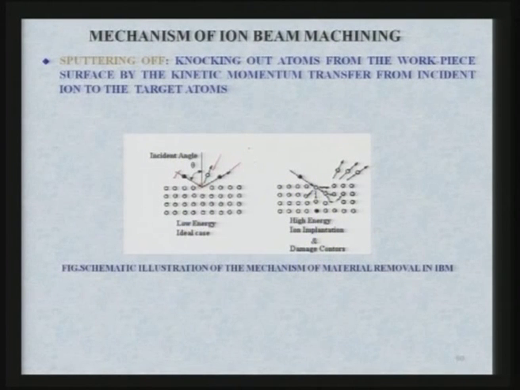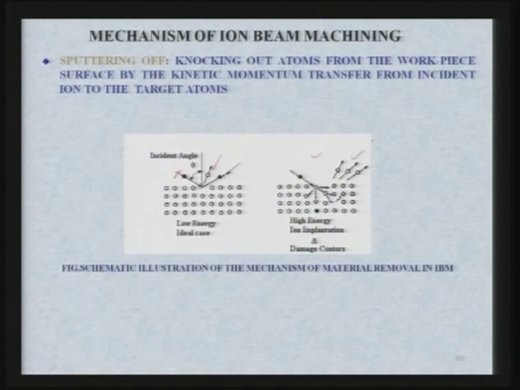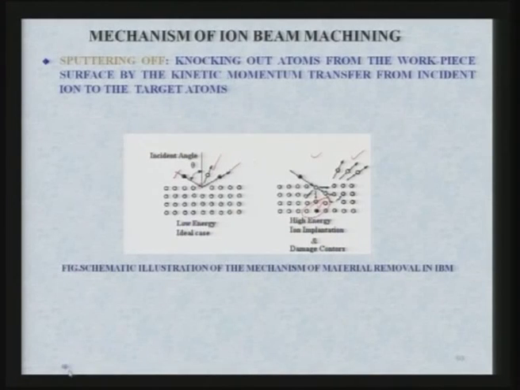But normally this does not happen, because this happens when low energy of the ion is there, and this is an ideal case. But what really happens in actual practice is like this, that the ion has enough large energy and it does not remove one single atom, but a cascade of atoms are removed from the top surface of the workpiece, and if the energy is very large of that particular ion, then it gets implanted in the subsurface of the workpiece, and this is what exactly we do not want, because it damages the surface of the workpiece being machined.